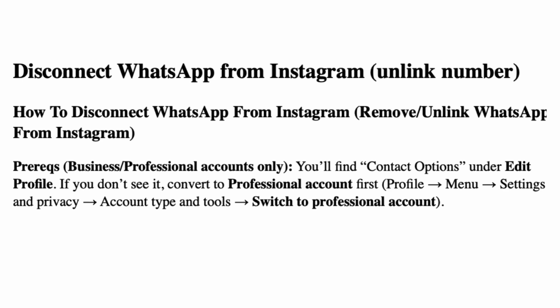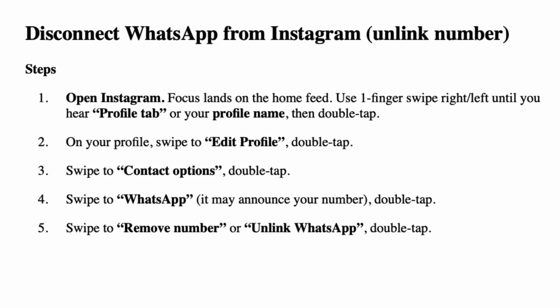Profile, Menu, Settings and Privacy, Account Type and Tools. Switch to Professional account. Steps: Open Instagram. Focus lands on the home feed. Use a one-finger swipe right or left until you hear Profile tab or your profile name, then double tap.